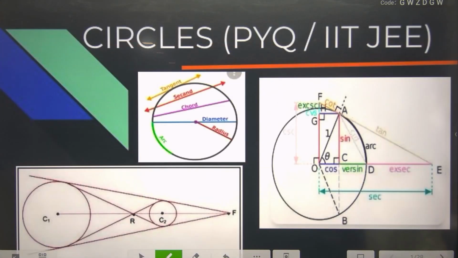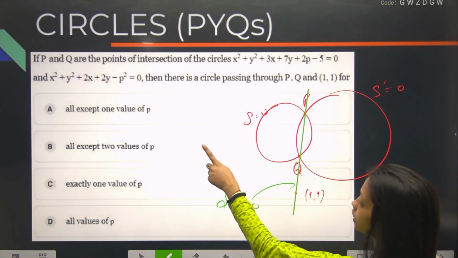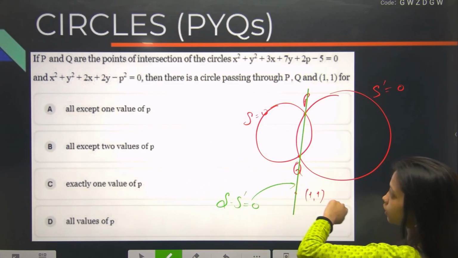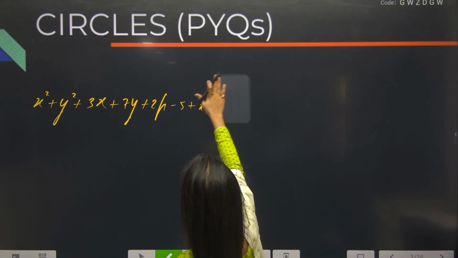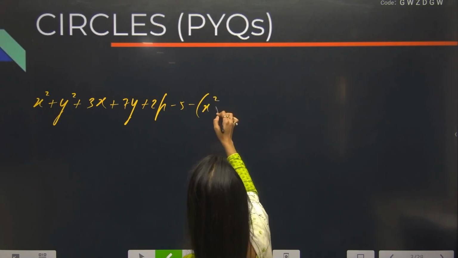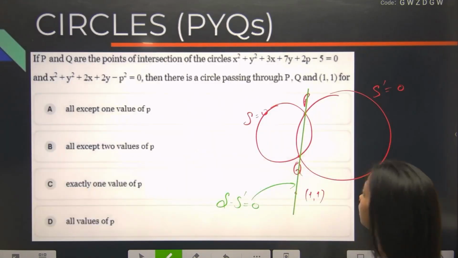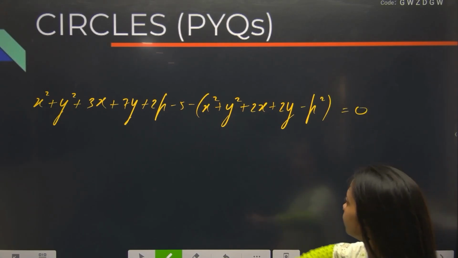Minus 5 plus 2p minus 5 equals 0. And the next is, s minus s dash. Now I'm going to write the equation of the second circle, that is x square plus y square plus 2x plus 2y minus p square equals 0.